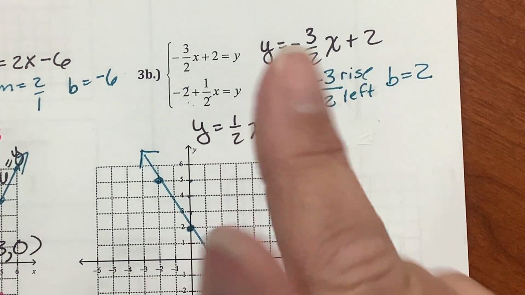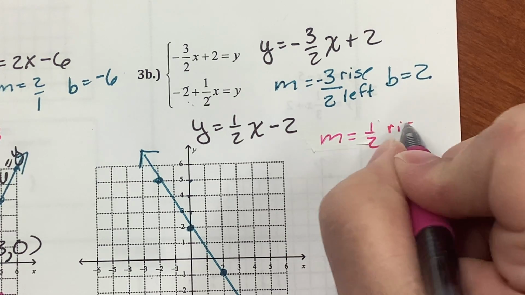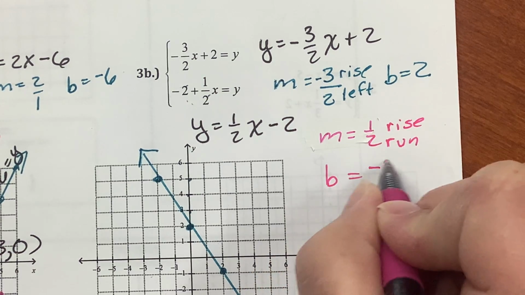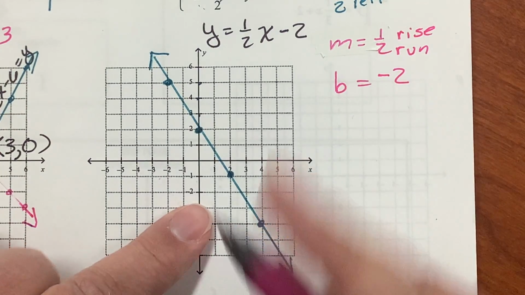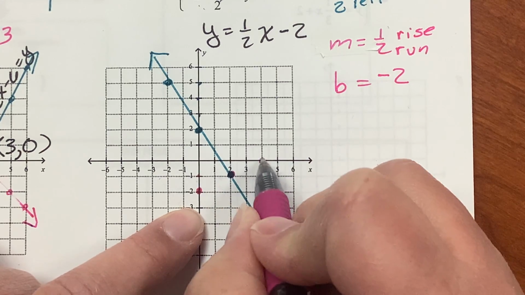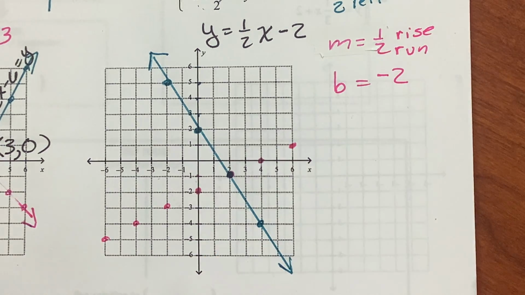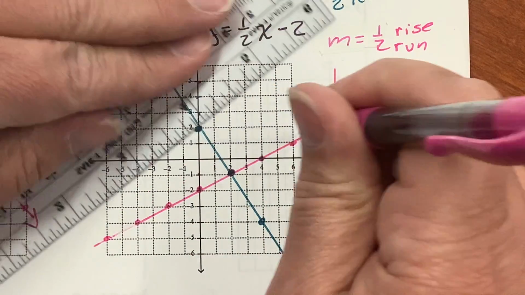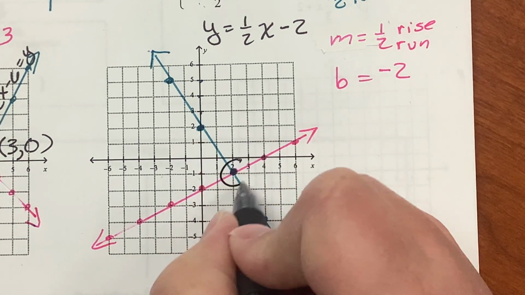All right, so this is m equals 1/2. So I'm gonna rise 1, and I'm gonna run 2. And my b equals -2. So I'm gonna begin at the b at the back in the -2, right down here at -2. And I'm gonna rise 1, run 2. Oh, look, I already got my answer. I love it when I get the answer right away. Makes me happy. Now, connect the dots. Arrows. And this is my solution right here where they cross at 2, -1.